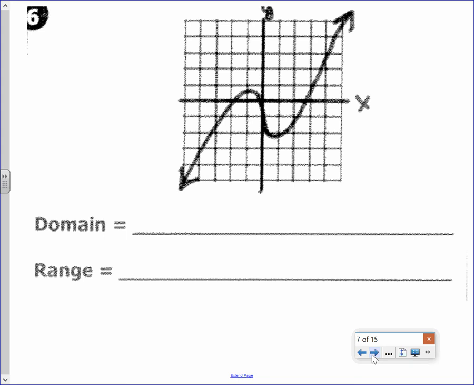Really? Watch. Arrows mean infinite. Look at this, it goes on forever that way. This goes on forever that way. So any x value you pick, there'll be some y value on that function.